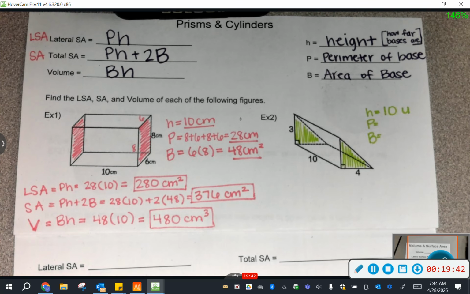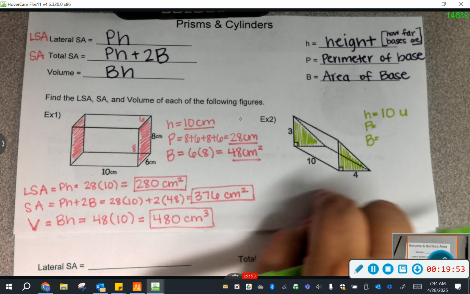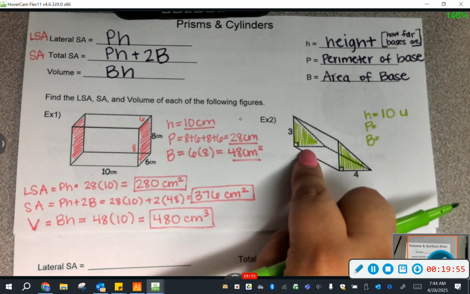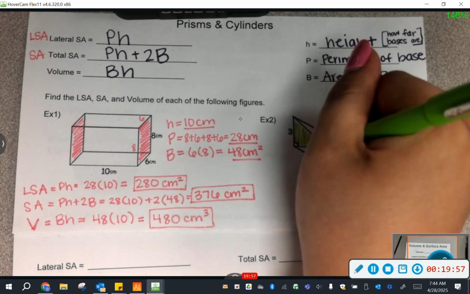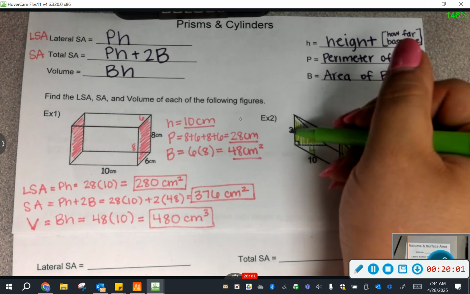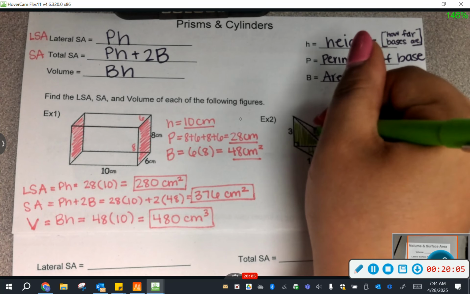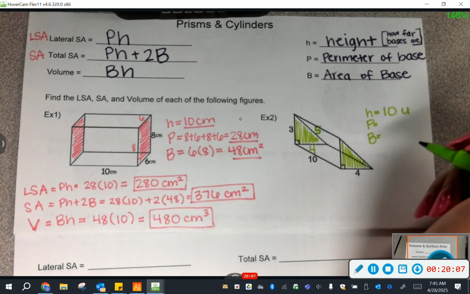Be careful. What is the perimeter of my base? One of them. No. If this is 4 down here, what's over here? 4. Why would it be 12? Because it's 3, 4, 5. It's 3 and 4. What's that diagonal going to be? Every time you have 3 and 4, the diagonal will be 5.